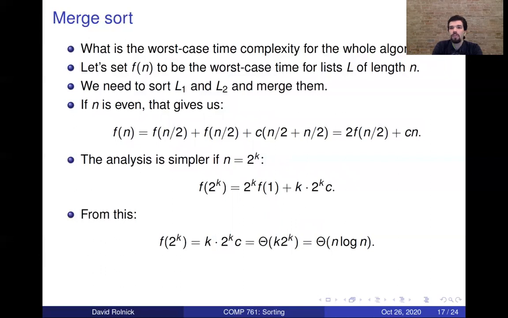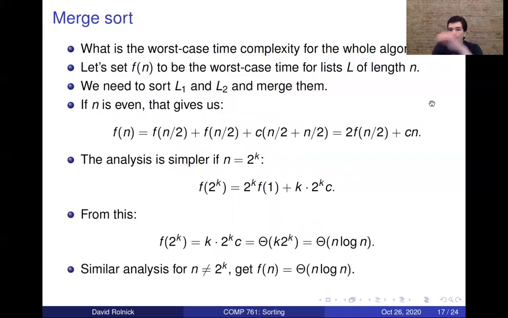It's not really a problem. We don't have to worry about that. So it's a similar analysis. If n is not exactly a power of 2, it'll just be the same thing. It's just, again, we have to work with floor functions. So we have f of n is equal to theta of n log n.